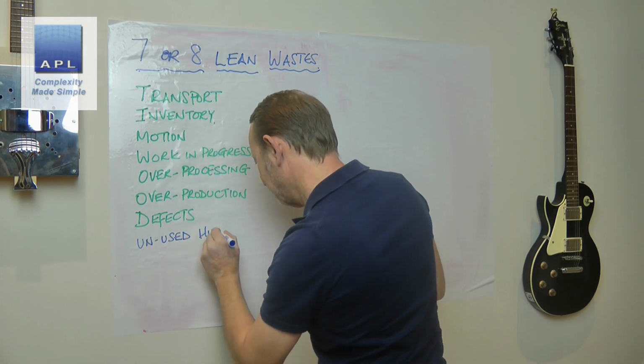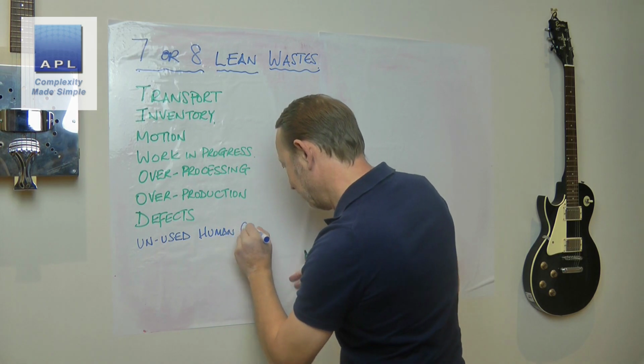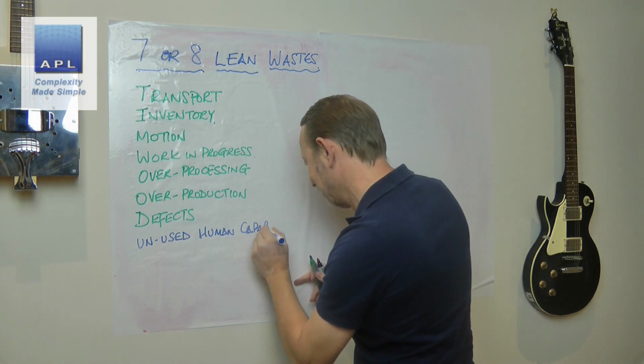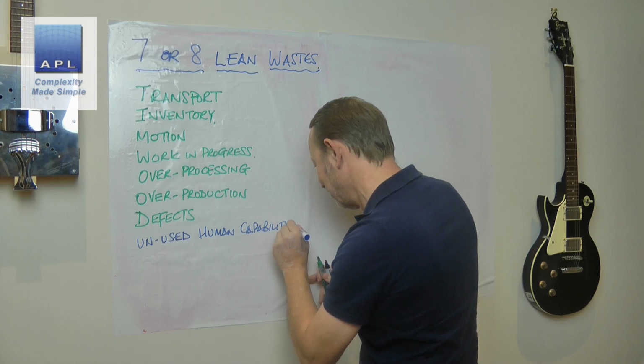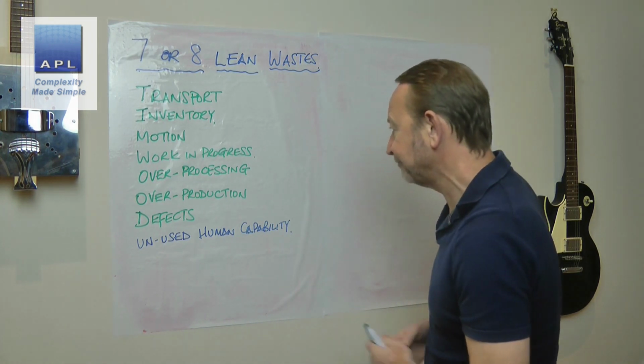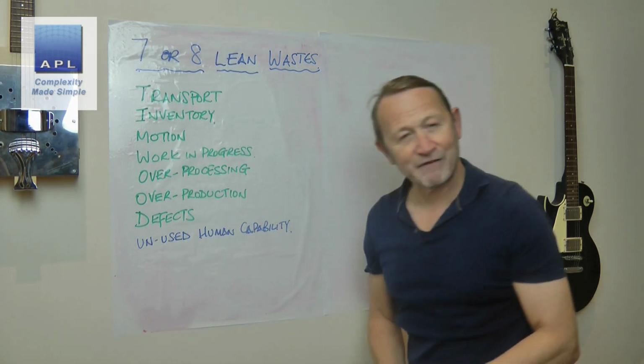unused human capability, people waste essentially. So there's the 7 plus 1.